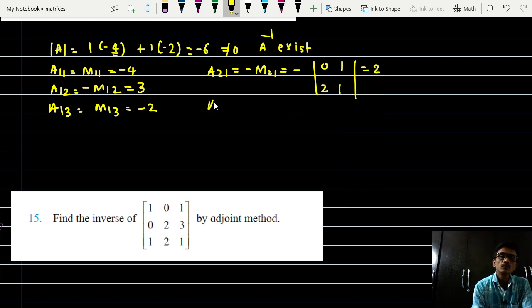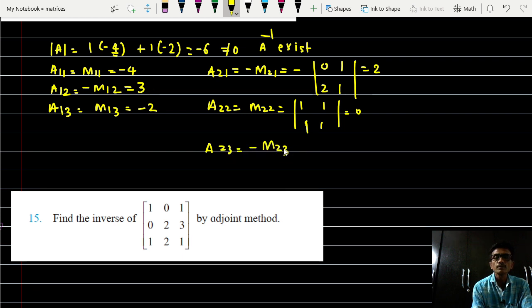फिर A22 is equal to M22, which is the value of the determinant. Second row और second column डिलीट करना है: 1, 1, 1, 1. फिर 0 आएगा, 0. फिर A23 is equal to minus of M23, which is minus of... third column, second row और third column डिलीट करना है: 1, 0 और 1, 2. Expansion is 2, so it is minus 2.